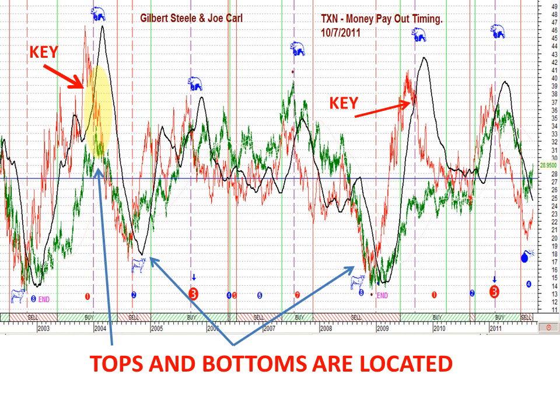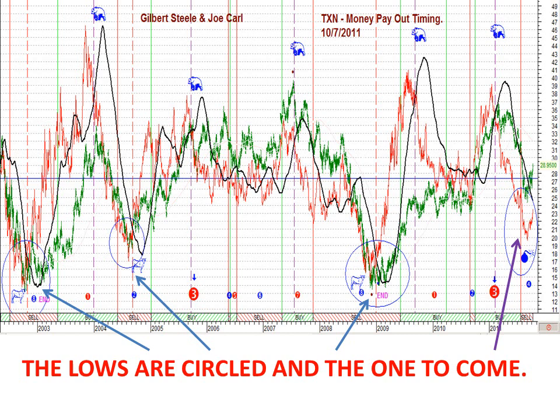The tops and bottoms are located this way. The lows are circled and 1 to come. So on the lower left, you have 1 circled at the 8. At a 2, you have a low. Then in the middle, 8, you have a low. And you got a low coming up. Also showing the highs while you're doing it.